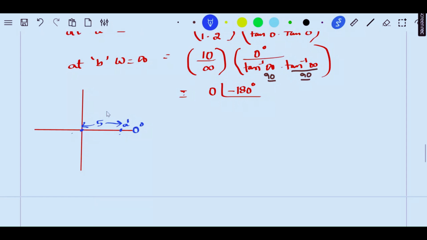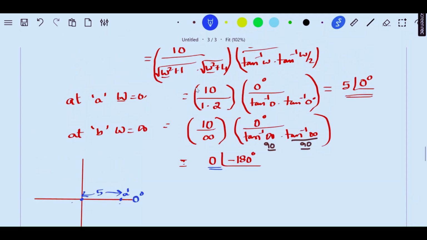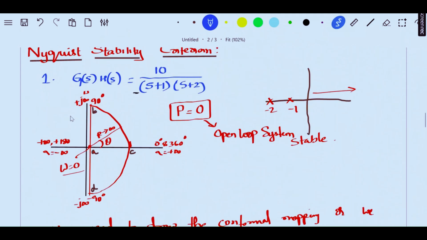Now why does B come here? Because the magnitude is 0. So when the magnitude is 0 or the angle is 0 degree, you will be able to get it on the origin. Magnitude 0 means it is at the origin. And from A dash to B dash, you need to go from A dash to B dash. That is what we are able to do here. You see that in the contour diagram, you are going to trace a path from A to B.